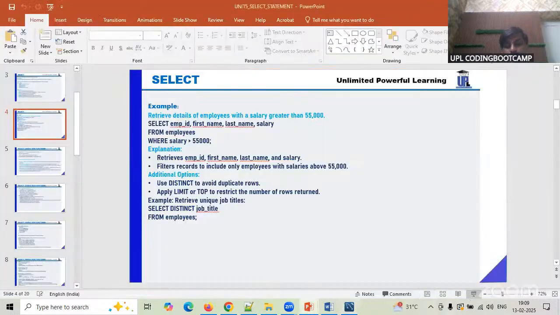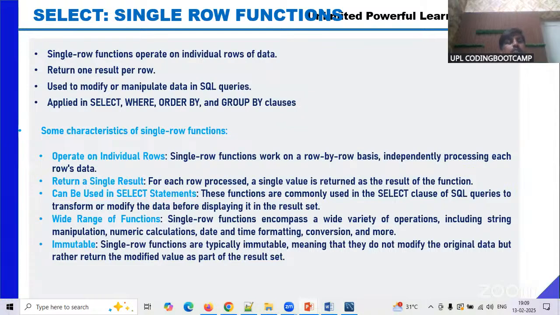After this, there is one more concept in the select statement that we call single row functions. So what are single row functions? They operate on individual rows of data. That is what single row means.